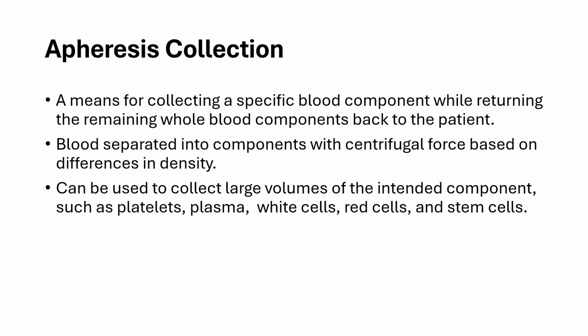For apheresis, by definition, this is a process for collecting a specific blood component like platelets or plasma or maybe white blood cells while returning the remaining components back to the donor. The mechanism is that the blood is separated using centrifugal force based on the density of each component. We use this to collect large volumes of targeted components. This is commonly used, like mentioned earlier, for platelets and plasma, and can also be used for white cells, red cells, and hematopoietic stem cells.